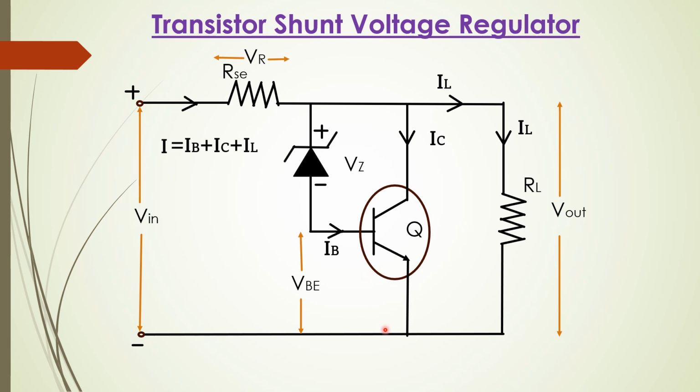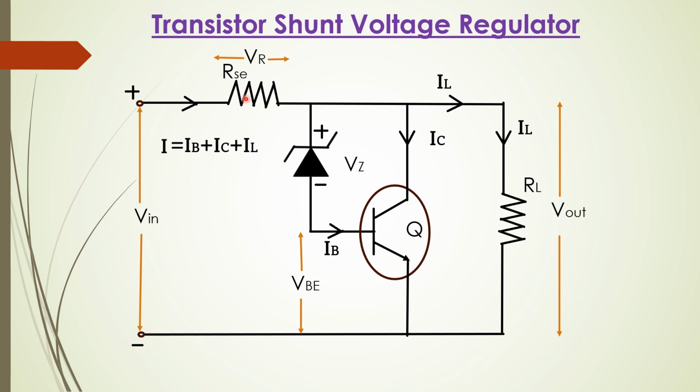V out is actually the voltage across the load, which is fixed by the Zener diode and VBE. So V out is nothing but the summation of Vz, the voltage across the Zener diode, and the base emitter voltage of the transistor. V out can also be written as the difference between V in and I RSE, that is, V in minus the voltage across the resistance RSE. So it can be represented as the summation of Vz plus VBE, or V in minus I RSE.